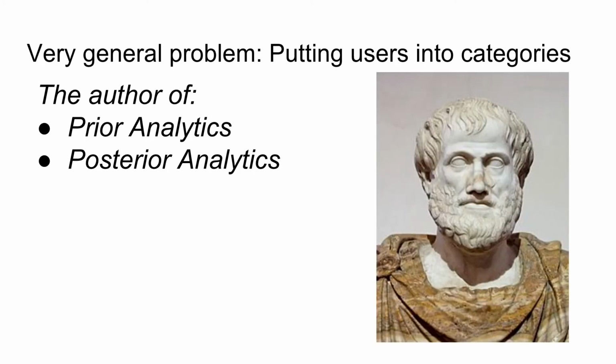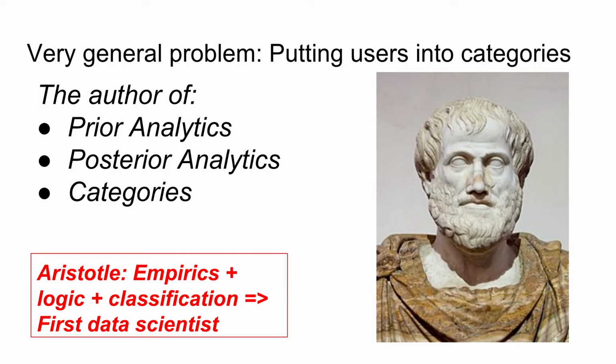So we're going to get some inspiration from someone who is the author of Prior Analytics and Posterior Analytics. This is a great thinker. It is Aristotle. So he actually wrote the book on categories, where he literally categorized every single thing that he could think of. But he was actually revolutionary because he was super empirical. He was really into logic and really into classification. So he was the first data scientist.